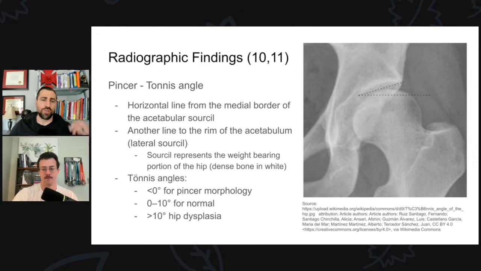So essentially, this Tönnis angle is a horizontal line from the medial border of the acetabular sourcil. So I didn't know what the sourcil was, but the sourcil is basically a part of the joint. It represents the weight-bearing portion of the hip. You can kind of see it in white. It's that dense bone in white right there in this image.